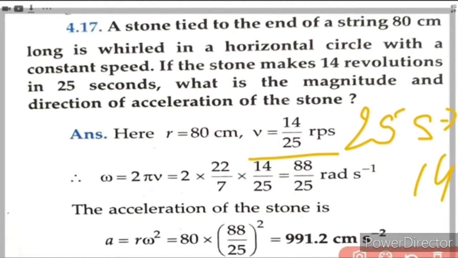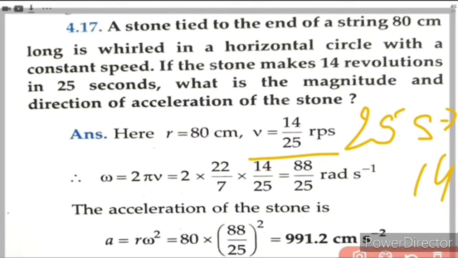It's written RPS. RPS means rotations per second. That is the same as the unit of frequency, that is hertz. Rotations per second is called hertz. So you can write either rotations per second or hertz.